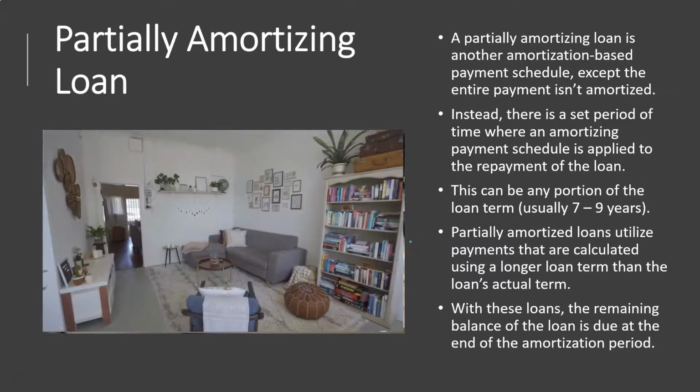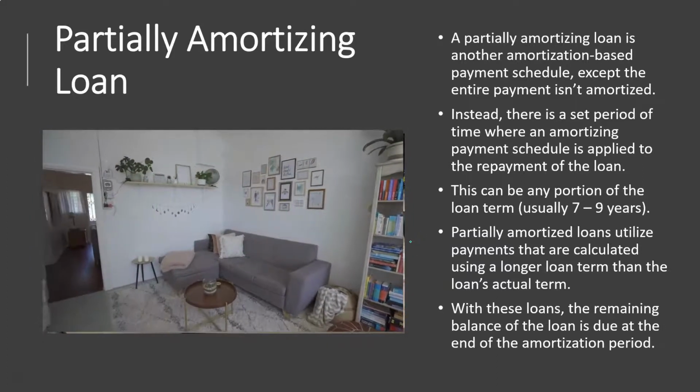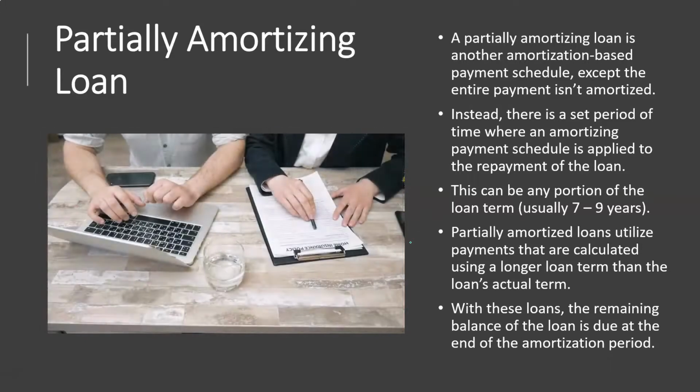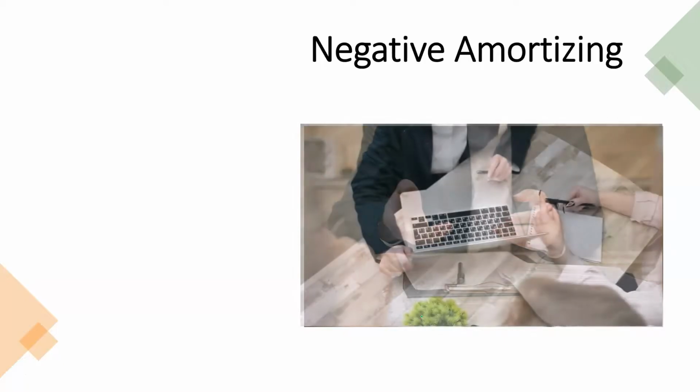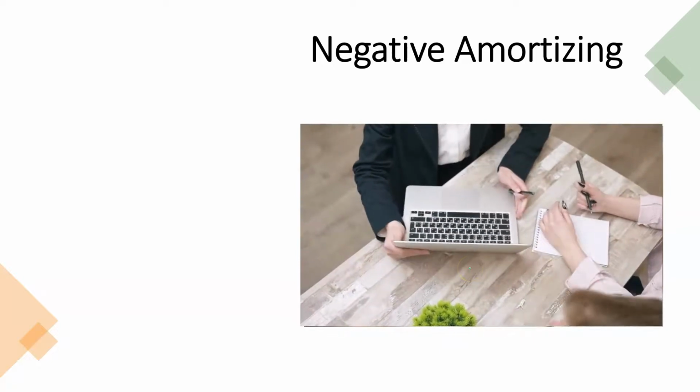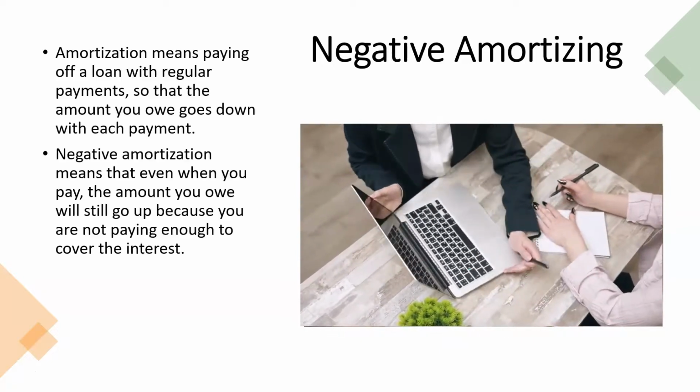So we may talk more about that in the future. But again, this is a variant or a change from the normal loan. With these loans, the remaining balance of the loan is due at the end of the amortization period. So you've got that amount due at the end, which is like a balloon type of payment. And then we've got the negative amortizing loans.